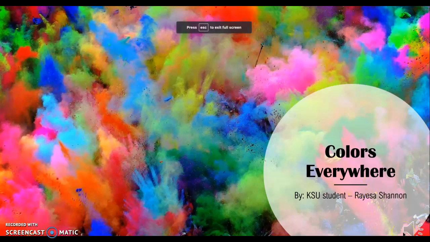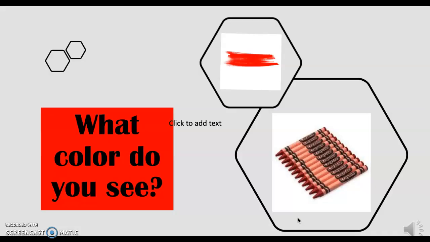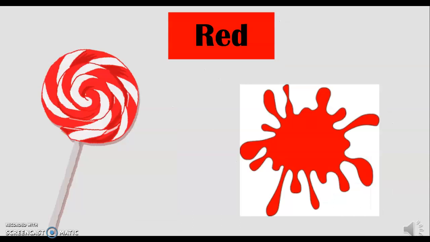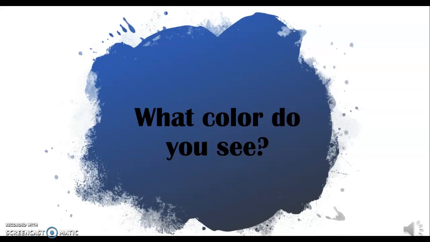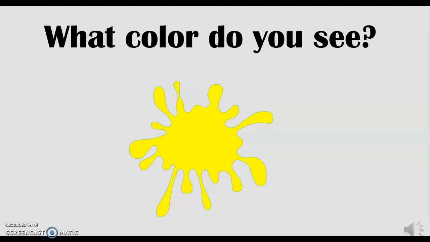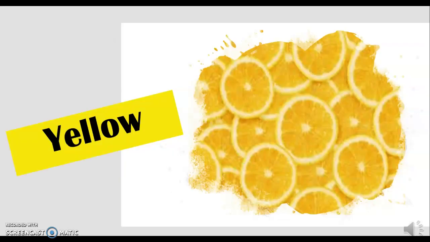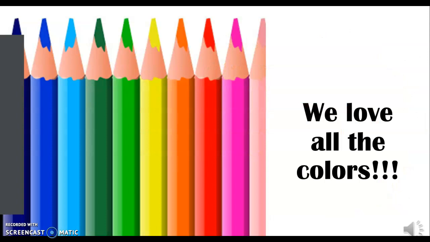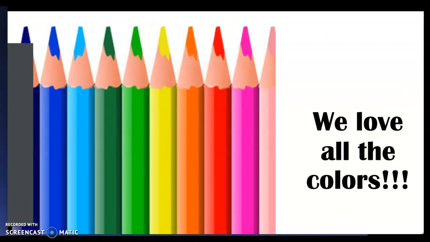Colors Everywhere by Raisa Shannon. Okay. And as you turn the page, what color do you see? Red. You can see she's reading the book to them. What color do you see? Blue. And she's made it very creative. What color do you see? Yellow. We love all the colors.